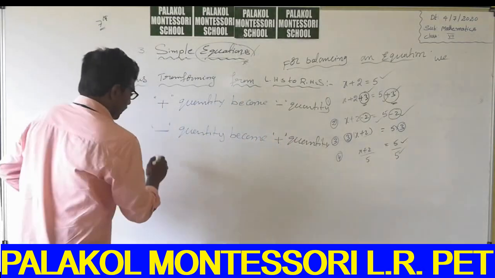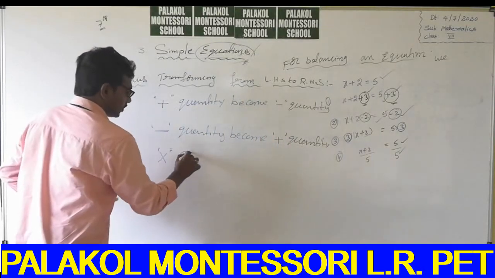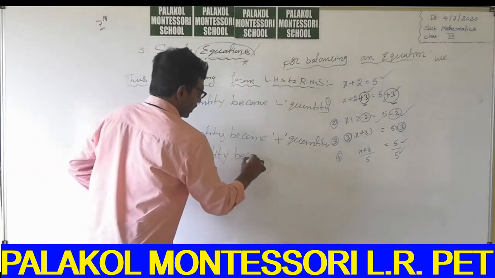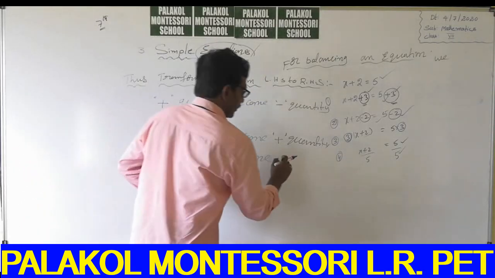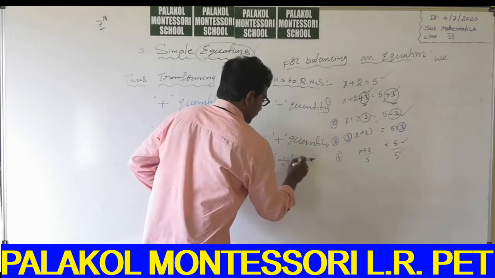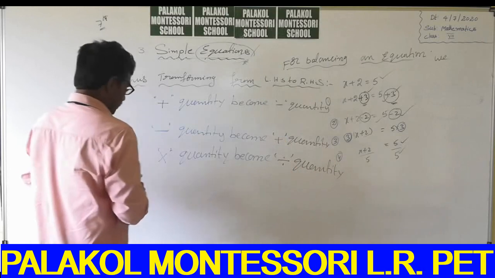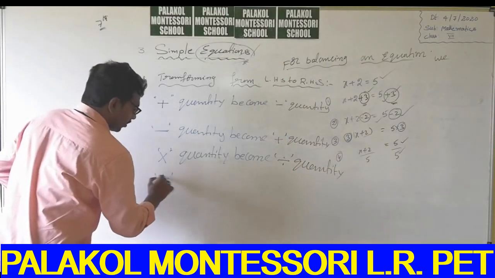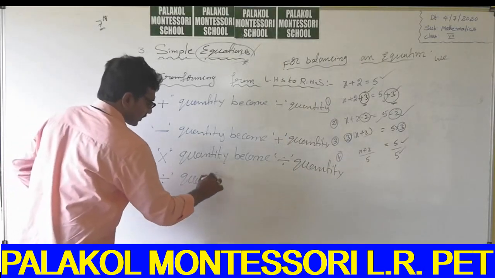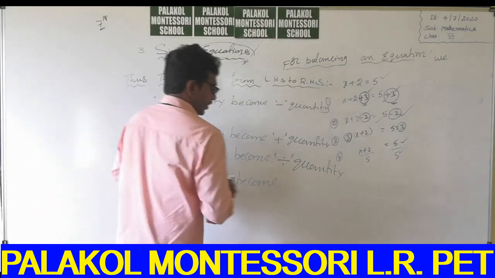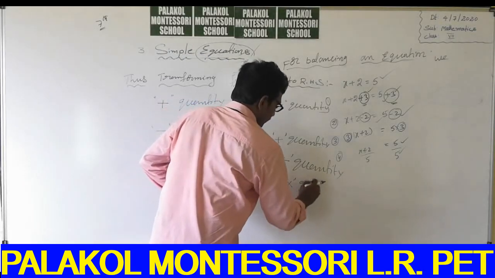Next one, into quantity becomes divided by quantity. Next, divided by quantity becomes into quantity.